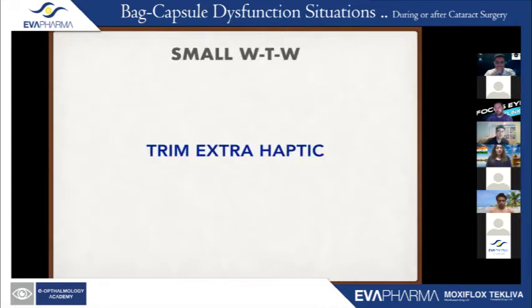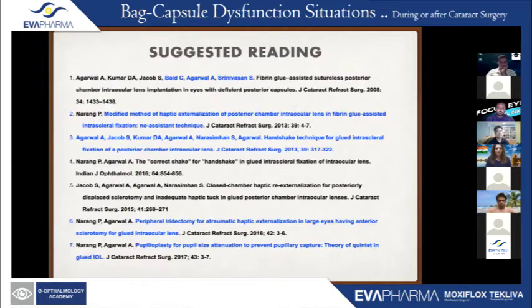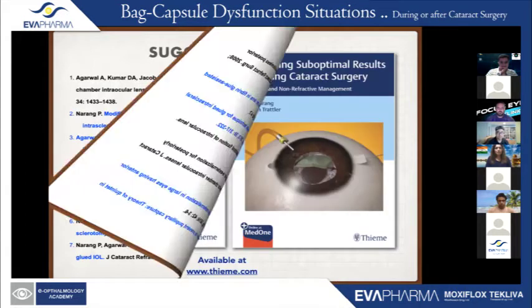On the reverse, if you have a small eye, there's nothing difficult in that, because you will have much more haptics coming up from both sides. In fact, you will have so much haptic externalization on both sides that you might even have to trim the extra haptic on either side. Then you go ahead with a similar procedure. So having a small eye is not going to be that tricky as compared to having a larger white to white diameter. These are some of the suggested readings which you can go through.